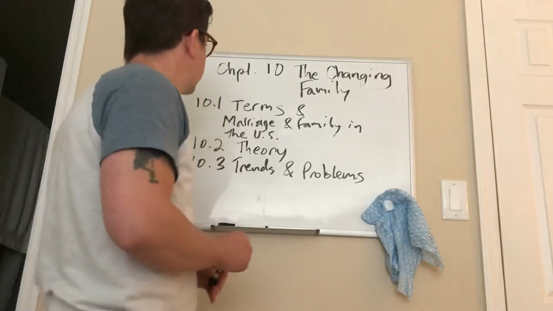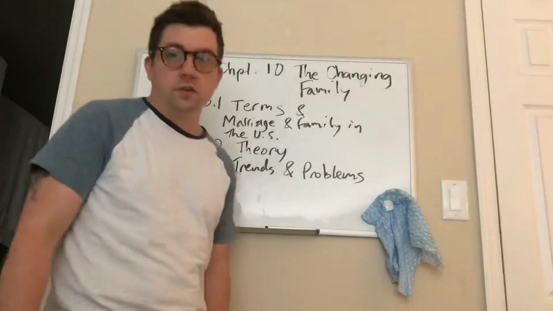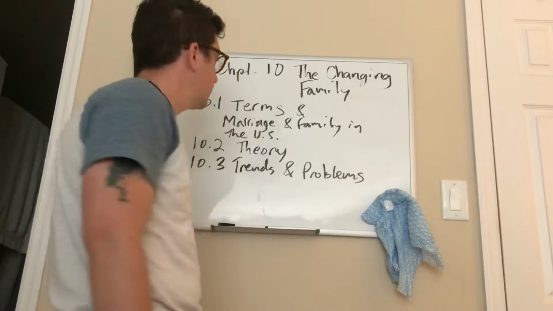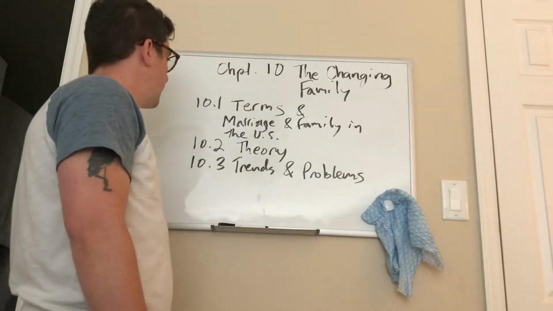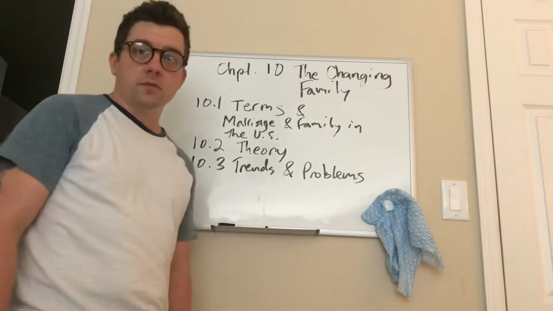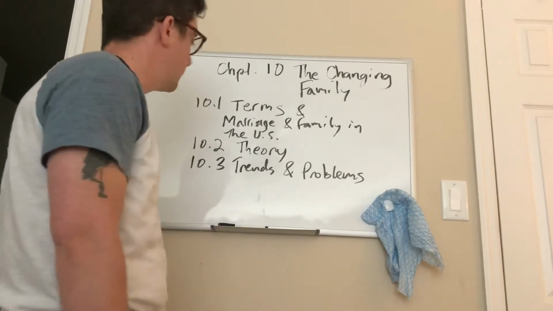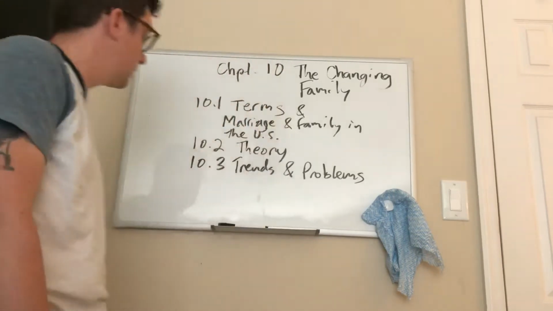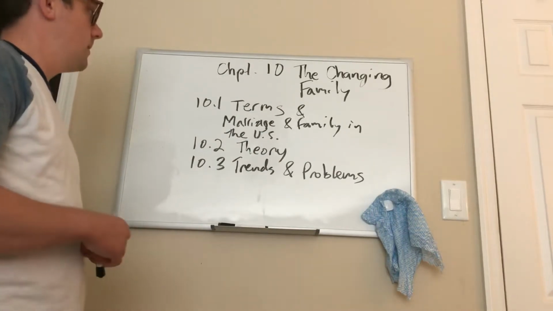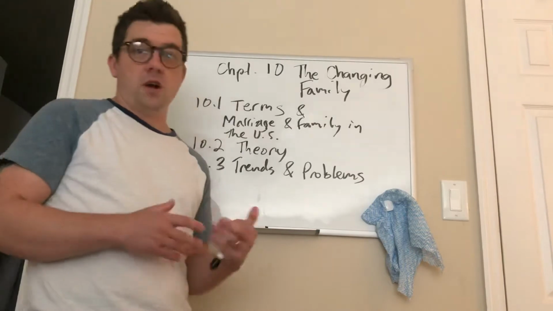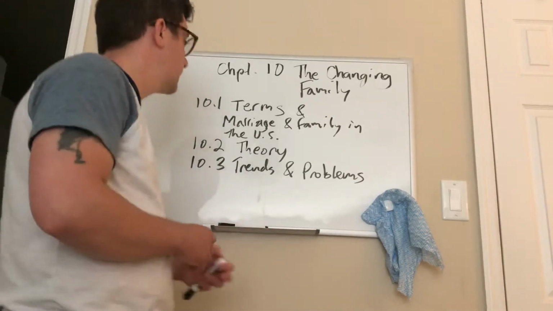Okay, this week's lecture is on marriage and family. The chapter is called The Changing Family. I'm going to basically just talk about sections 10.1, 10.2, and 10.3. The first section has some terminology in it. We'll talk about what marriage and family looks like in the U.S.